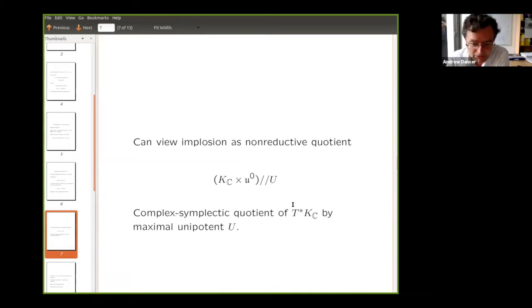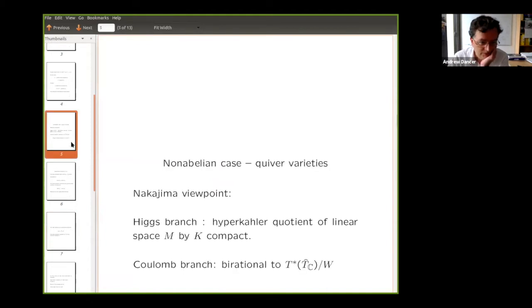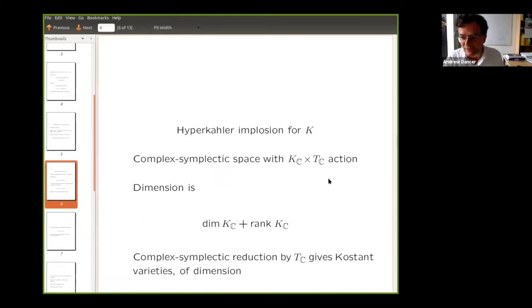So if you like, the original Kc cross Kc action on the cotangent bundle has been broken. The right Kc has been broken down to the torus, which is the Borel modulo U. So the left Kc action survives, but the right Kc action has been broken down to the torus. So that's correct, as we have here.